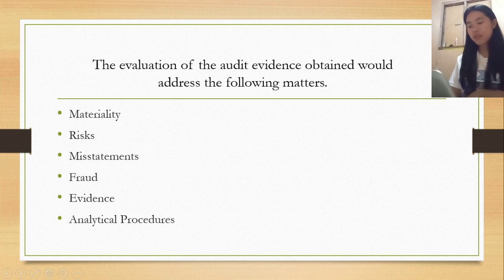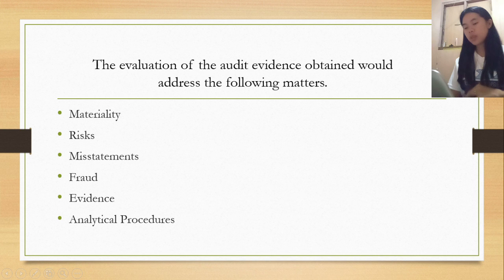And also, we have evidence. The auditor shall determine whether sufficient appropriate evidence has been obtained to reduce the risk of material misstatements in the financial statements to an acceptably low level. So he or she shall consider whether there is a need for further procedures to be performed.